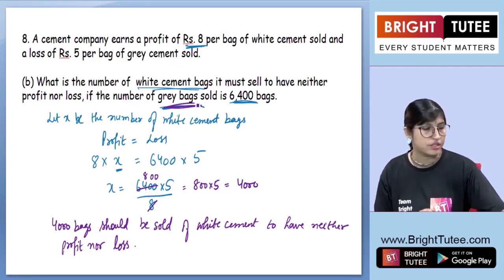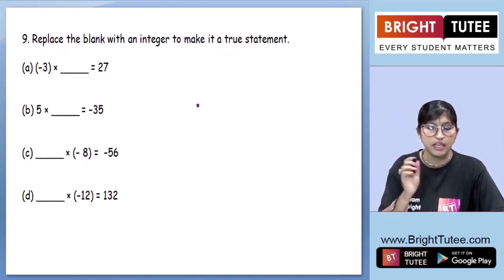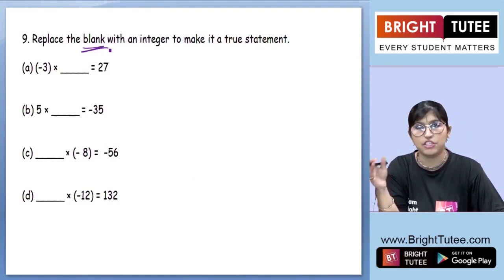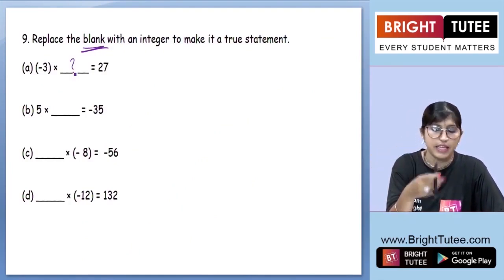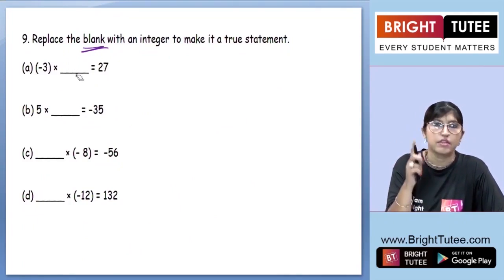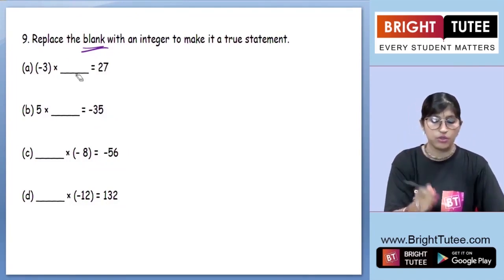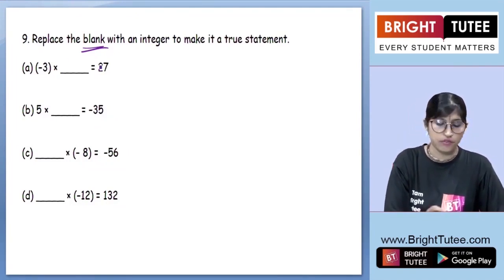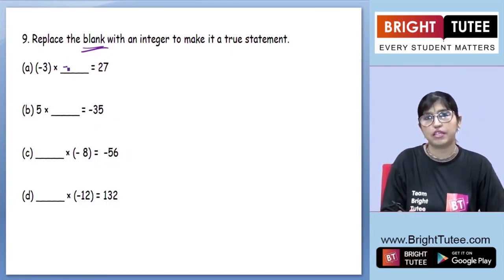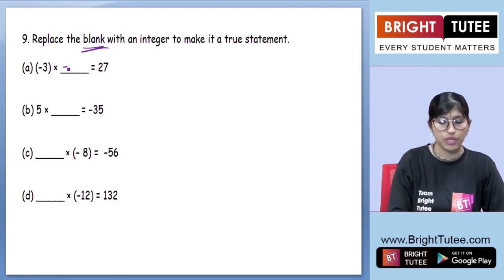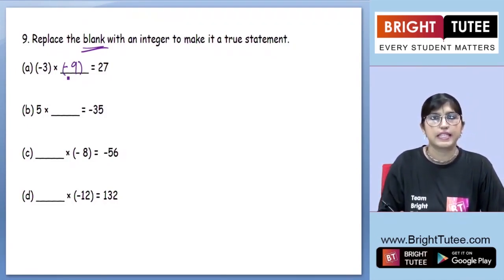Now let's move on to the last question of this exercise. It says replace the blank with an integer to make it a true statement. That means, what should we multiply by minus 3 to get 27? To get positive 27, we already have one negative sign, so the other one should be negative too. Then the final answer will be positive. 3 times what is 27? 3 times 9 is 27.